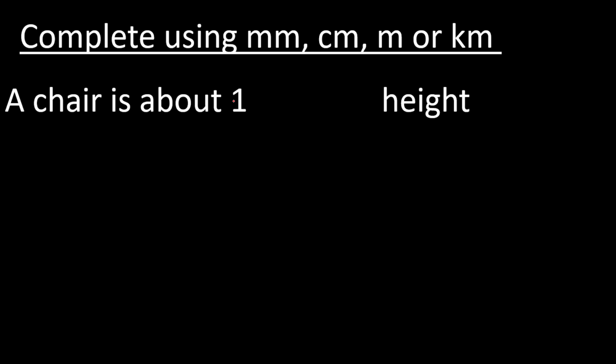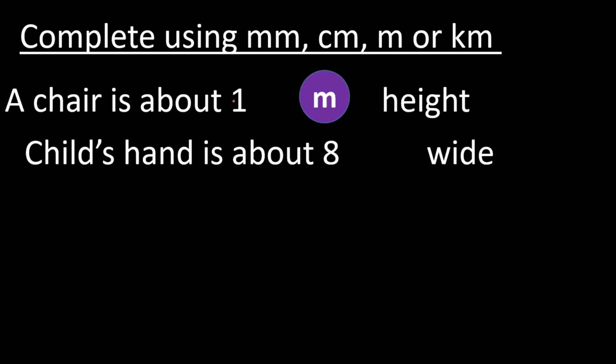A chair is about 1 what, height? 1 meter. A child's hand is about 8 what, wide? So don't use meter, don't use millimeter. We can say centimeter. It's small, it's the appropriate unit to find the length of a child's hand. So we will use centimeter.